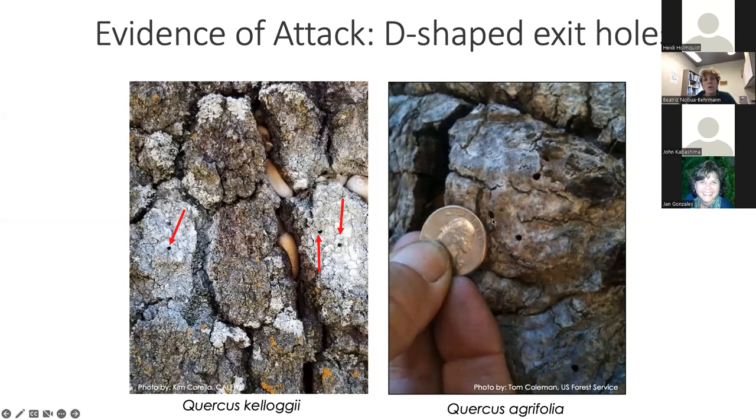These holes are about 3 millimeters in size. So to give you an idea, they're the size of the writing on a quarter. Each letter is about the same size as the holes. And they're D-shaped exit holes because they're flathead borers. So their head is flat, but they still have a nice round belly. And this is the hole that they make, exactly the size of their body, so they can just come out of the bark.